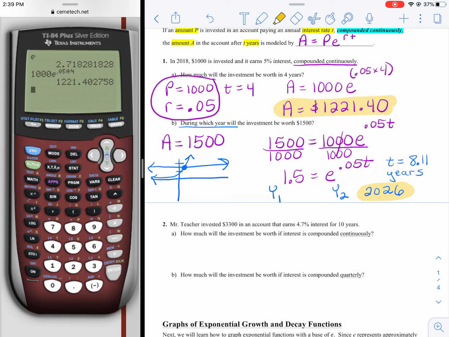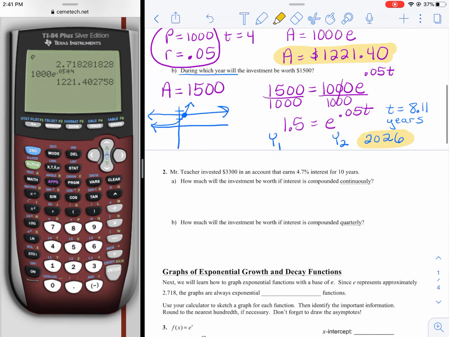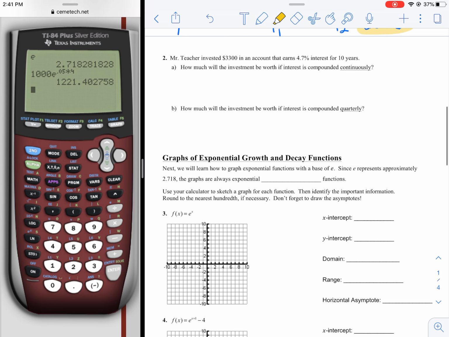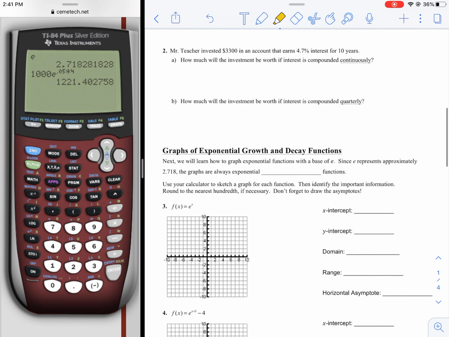Okay, so hopefully that made sense. We will learn about another way to solve exponential equations after spring break when we start talking about logs. All right, let's go ahead and try another one.